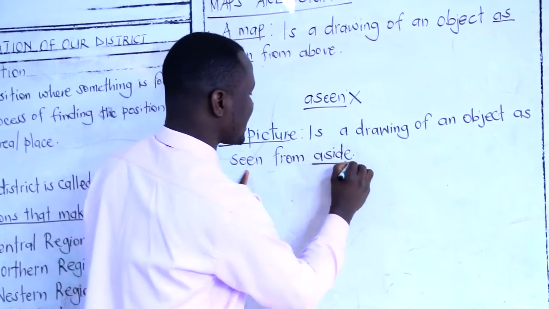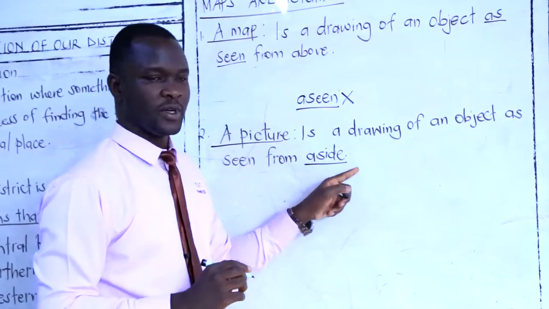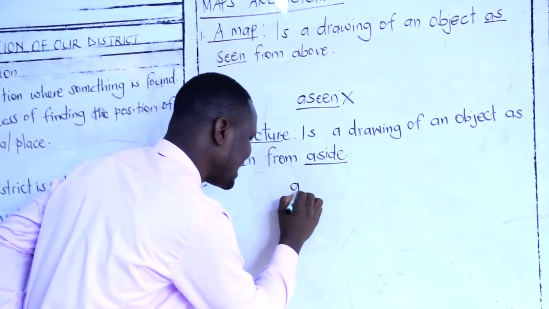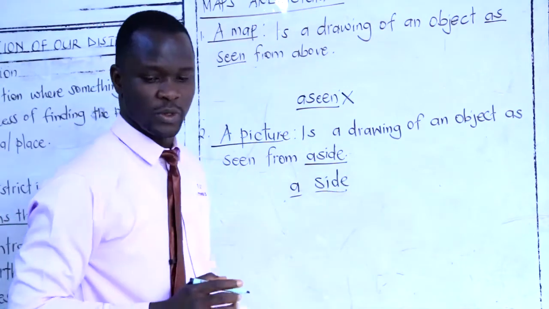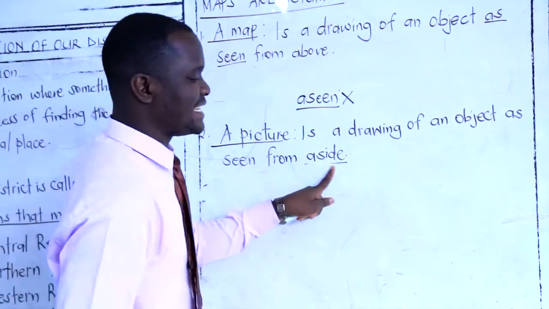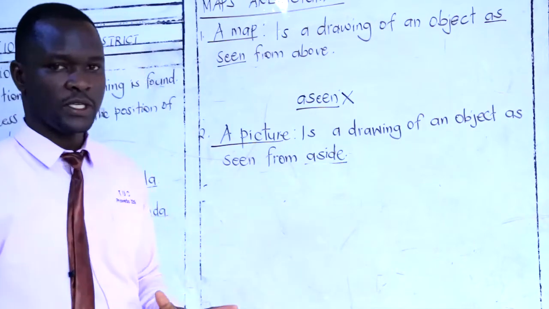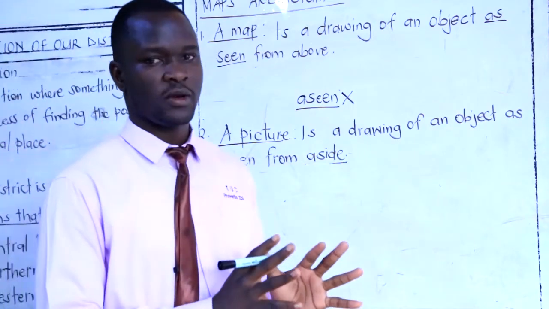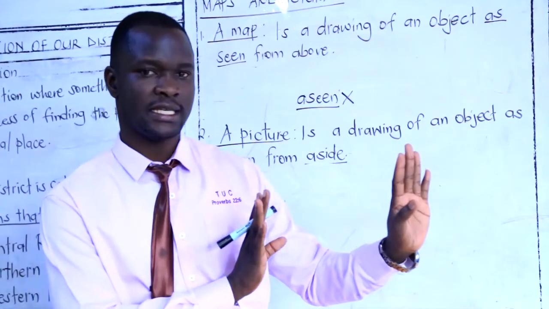The word aside is one word. Do not separate a from side. If you write it like this, then you will be writing it wrong. The word we are having is aside. So that is the definition for a picture, which means a drawing of an object the way it was taken from where? From the side.